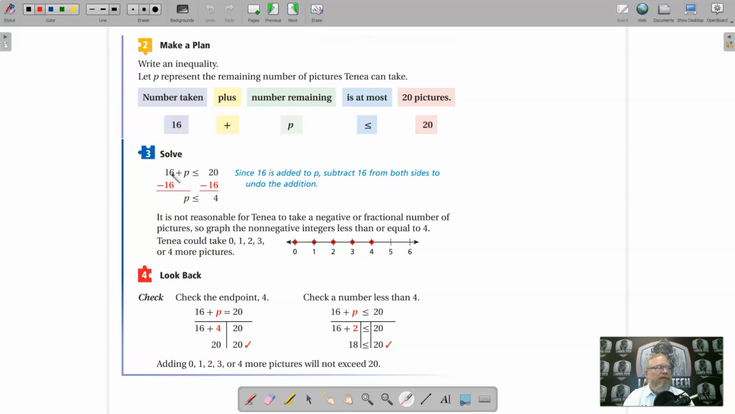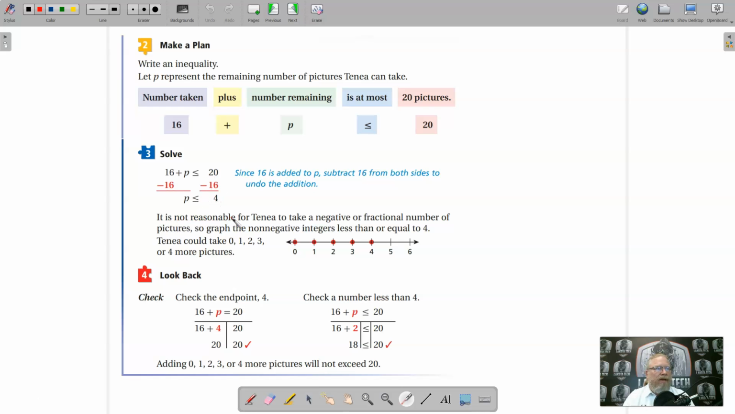So let's go ahead and solve. 16 plus P is less than or equal to 20. Well, let's get rid of this positive 16 with a negative 16. Whatever we do to one side, let's do to the other. The 16s cancel each other, leaving us with just P on the left. 20 minus 16 is 4.